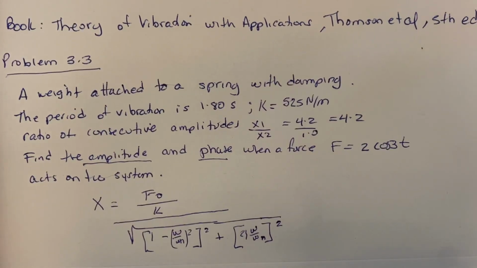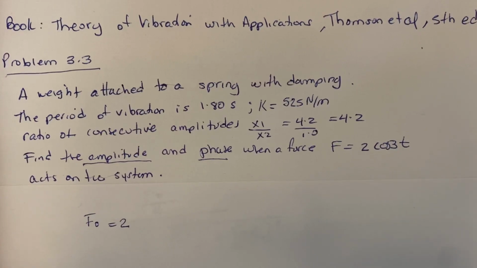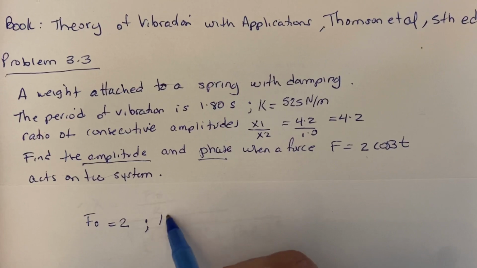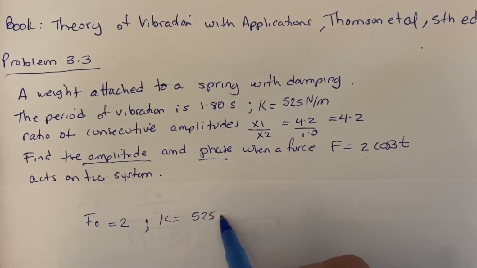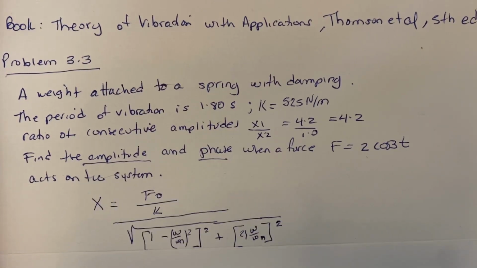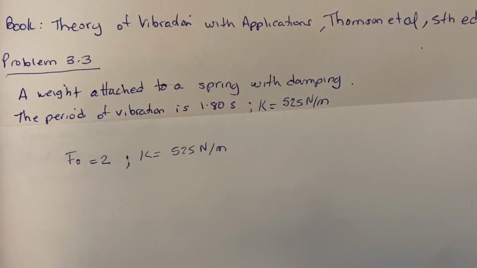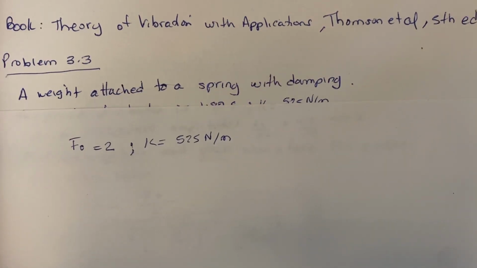Notice that the amplitude of the force is given by F naught, which is equal to 2, which is equivalent to this term in the equation of the exciting force. This is the amplitude of the force, F naught. The stiffness is also given, 525 newtons per meter. So again, we only need to find the frequency and the natural frequency to solve for the amplitude.